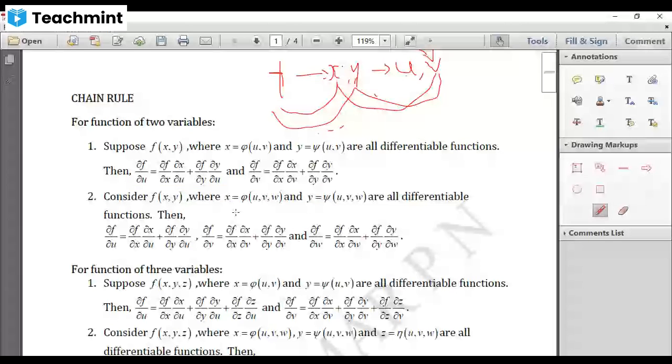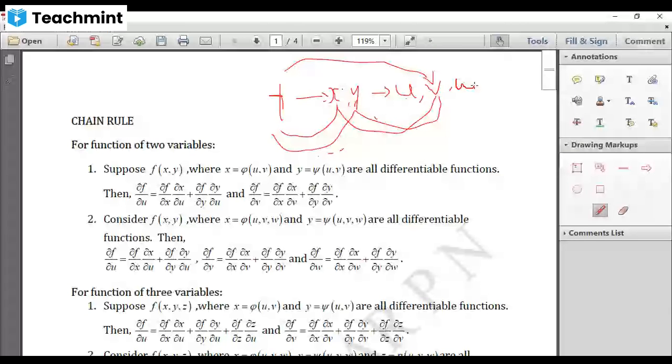Now suppose you are having three independent variables u, v, w. That is, f is a function of x and y, but x and y are functions of three variables. Then how are you going to differentiate? That means you are having one more variable here, w. So first you have to find f with respect to u, then derivative of f with respect to v, then derivative of f with respect to w, in the same manner as we have found this one. So how?